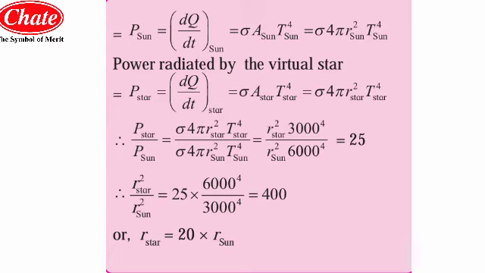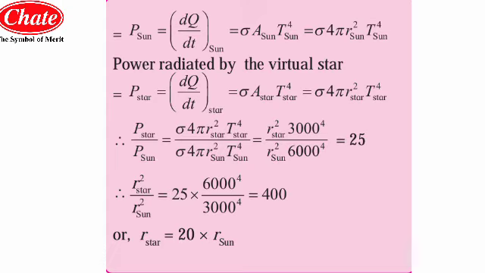So now the power radiated by the virtual star may be given as P star equal to dQ by dt, the amount of heat radiated per unit time, which is equal to sigma into the area of that star into the fourth power of the absolute temperature of that star. So this will be sigma into 4 pi r square into T raised to 4, where T is the absolute temperature of the star.